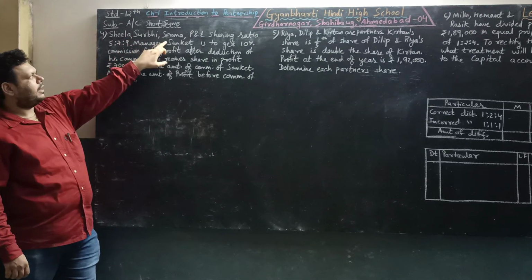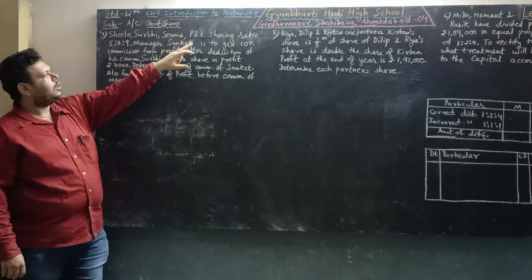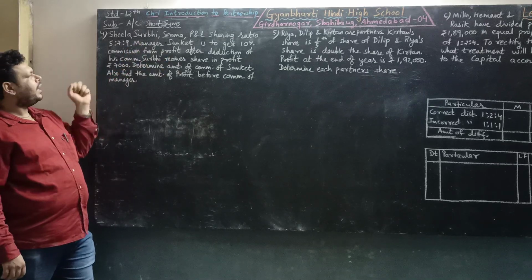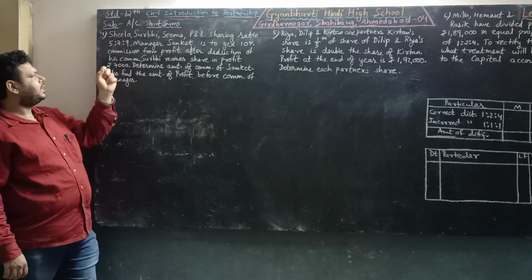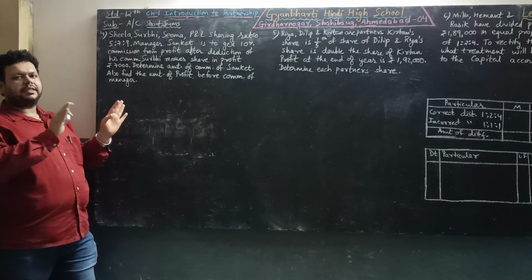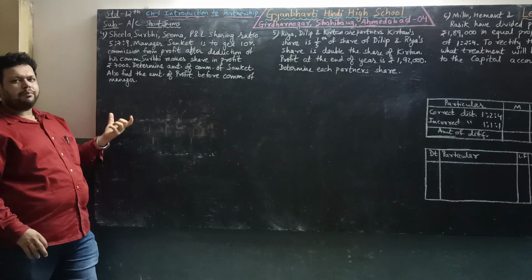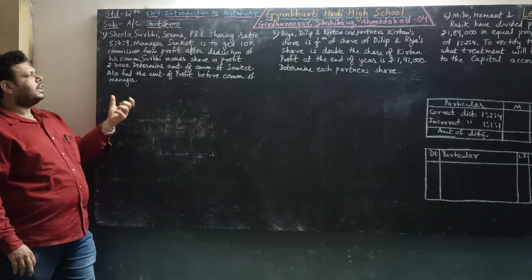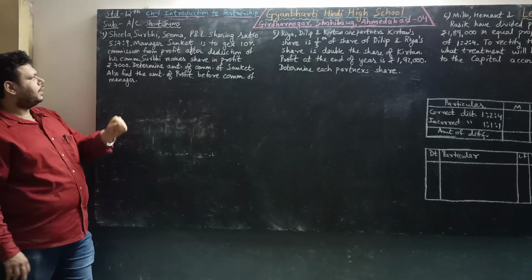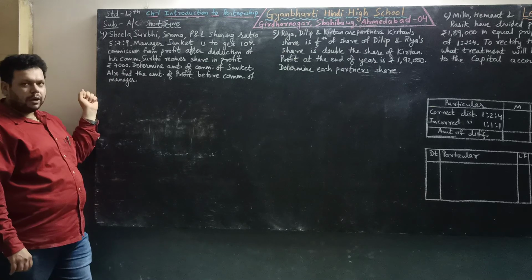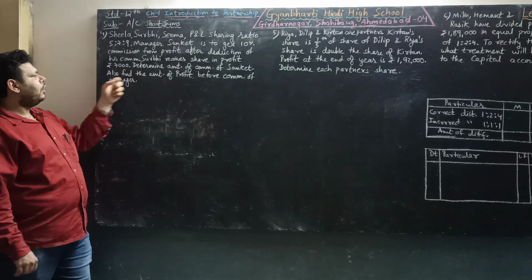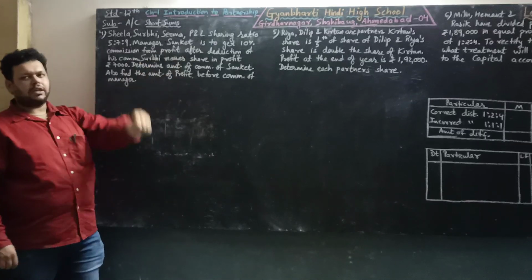Sheila, Surbi, Seema. They are 3 partners. Their profit and loss sharing ratio is 5:7:9. Manager Sanket is to get 10% commission from profit after deduction of his commission. So from the net profit he will get 10% commission, that is the amount of net profit we will calculate. Its 10% commission will be given to him. After adding that we will get the gross profit. Surbi receives share of profit 7,000. Determine amount of commission of Sanket, that is the manager, and also find the amount of profit before commission of manager.